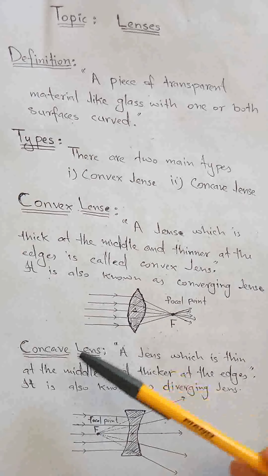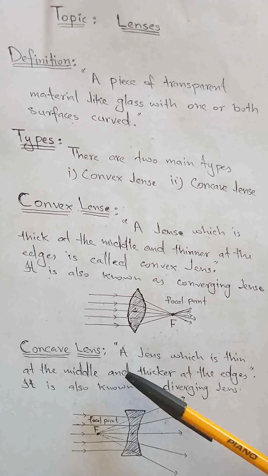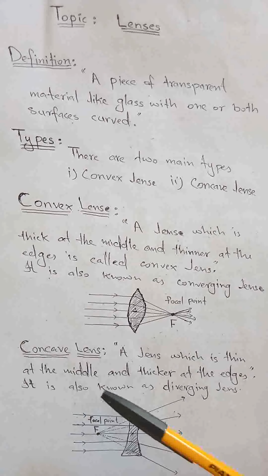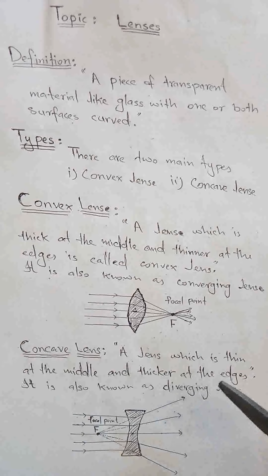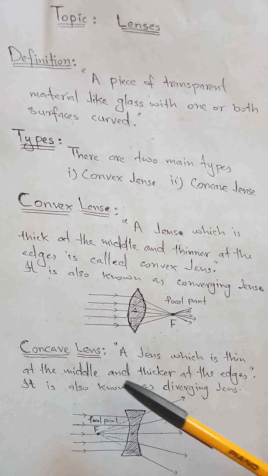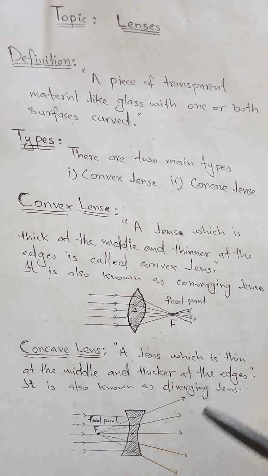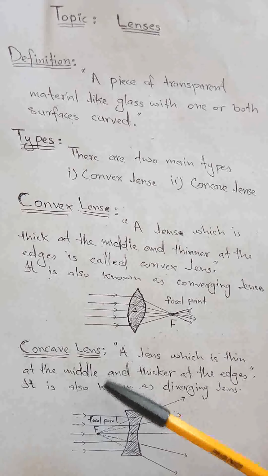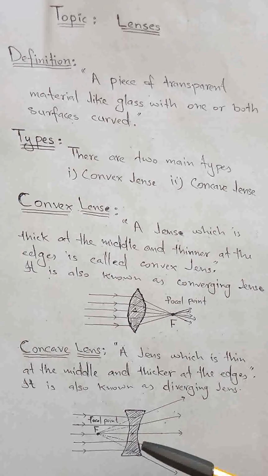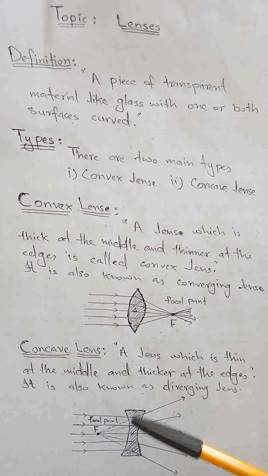Now let's define concave lens. A concave lens can be defined as a lens which is thin at the middle and thicker at the edges. It is sometimes called diverging lens. Dear cadets, you can clearly see that the middle portion of this lens is thin and the edges are thicker. That's why this kind of lens is called concave lens.